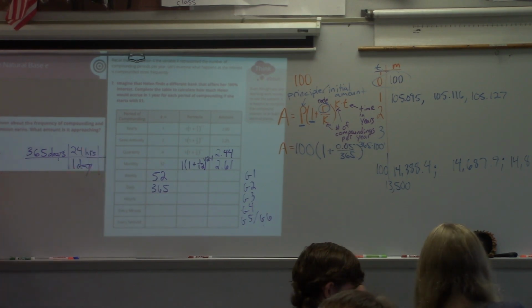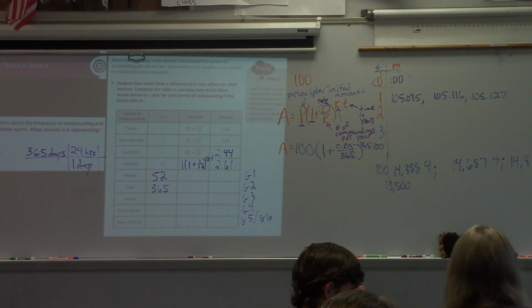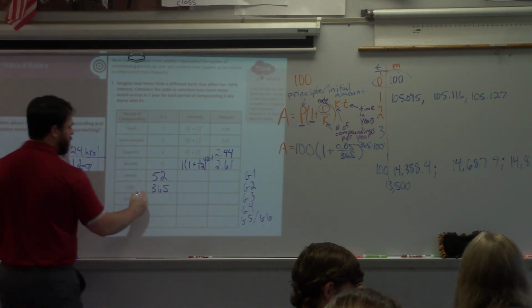This is a skill that can help you on the ACT. Not only does it show up on the math portion, but it also shows up on the science portion. Creating a table like this to make sure units cancel correctly is a very, very useful skill. So how many hours are there in a year? 8,760.